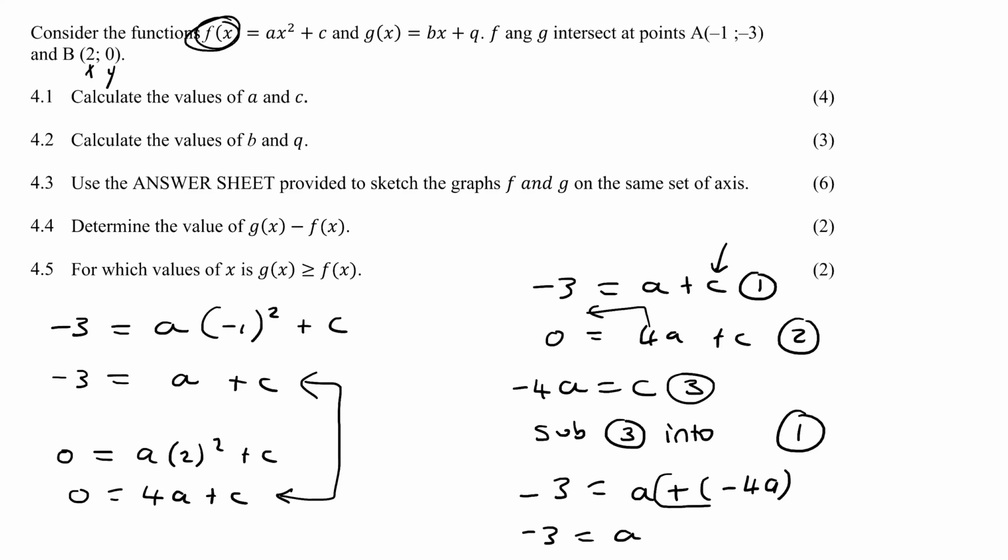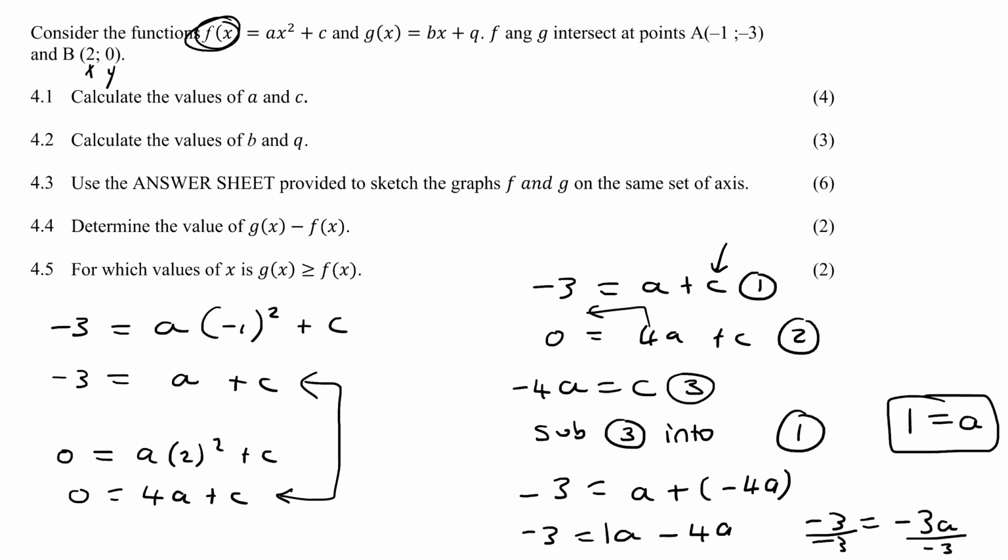So this plus and this minus next to each other just becomes a minus. And then minus 3 will become, what is 1a take away 4a? You can even say on your calculator 1 minus 3. That'll give you negative 3. Now to get a by itself, I have to divide both sides by minus 3, because what you do to the one side, you do to the other side. And so a will end up being 1. Okay, so we have a, perfect.